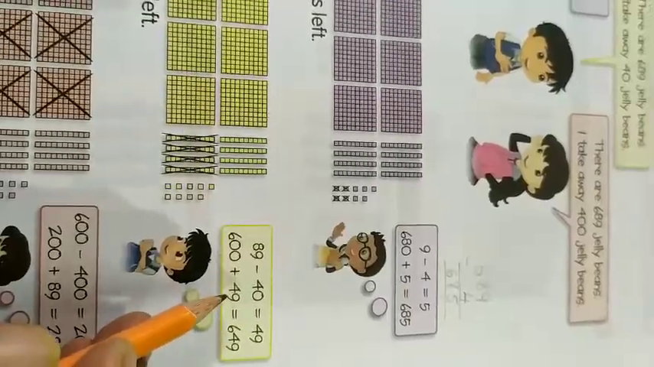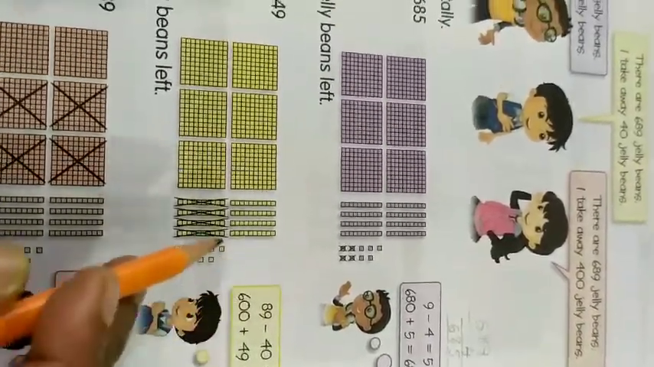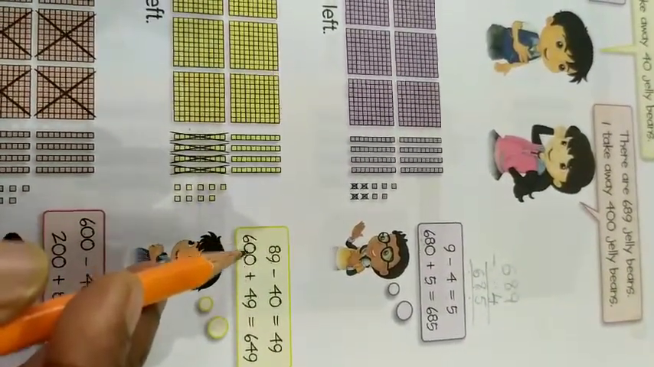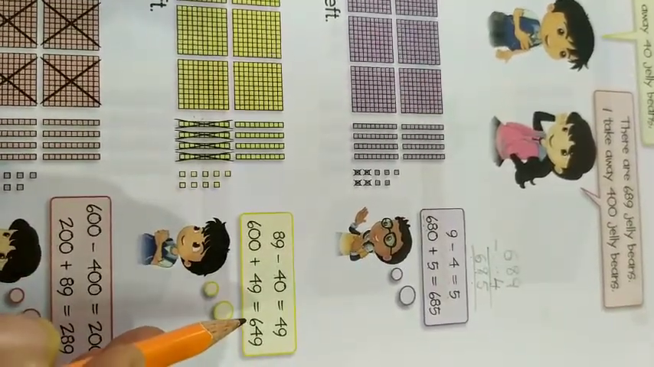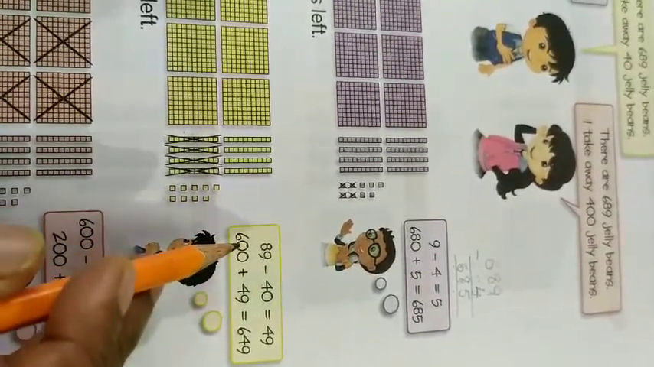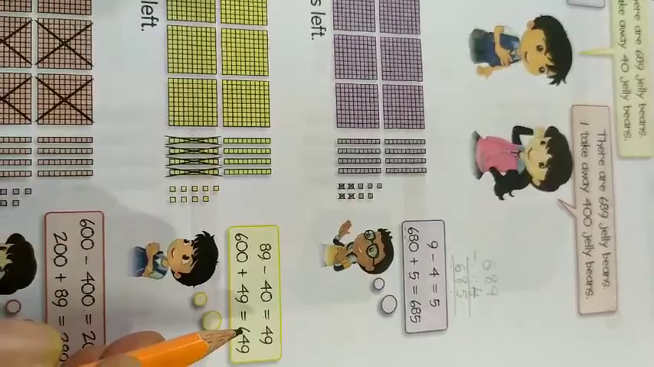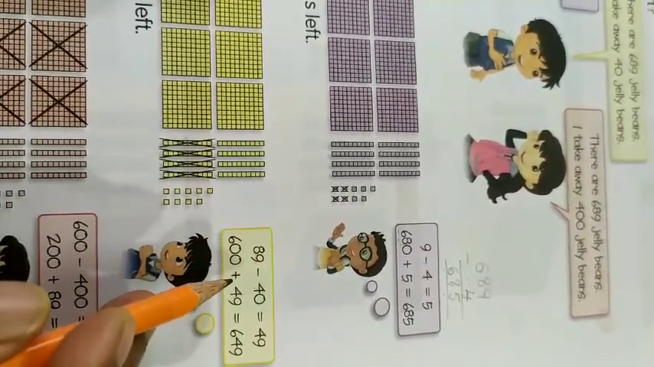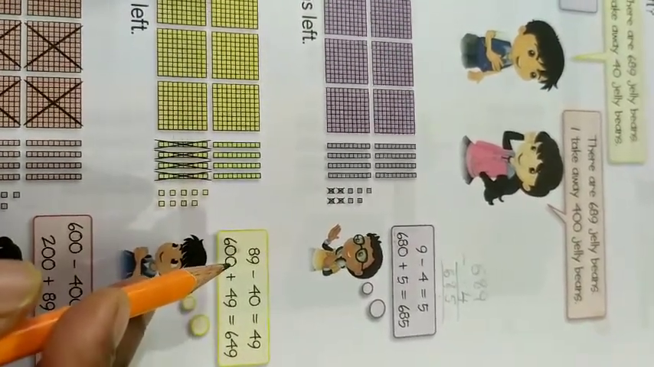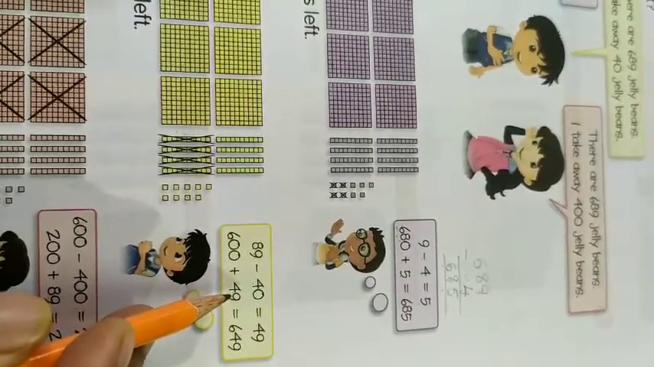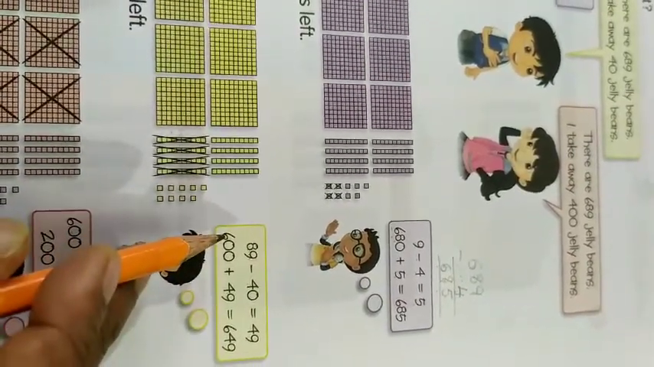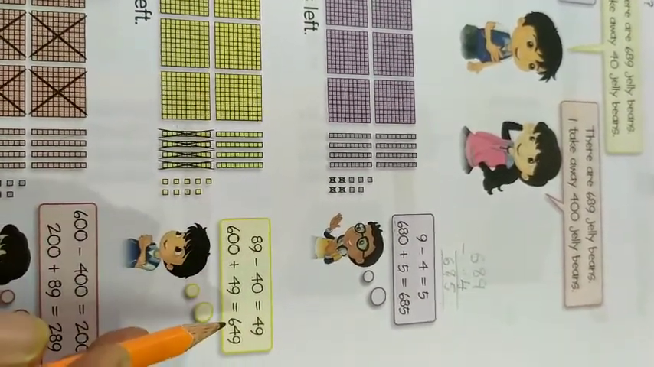Now this 49 you put it here, and you add it with what? Add it with 600. So we add this 600 with 49. So we get the answer 649. You see 9 minus 0 is equal to 9. 4 minus 0 is equal to 4. And 6 plus 0 is equal to 6.